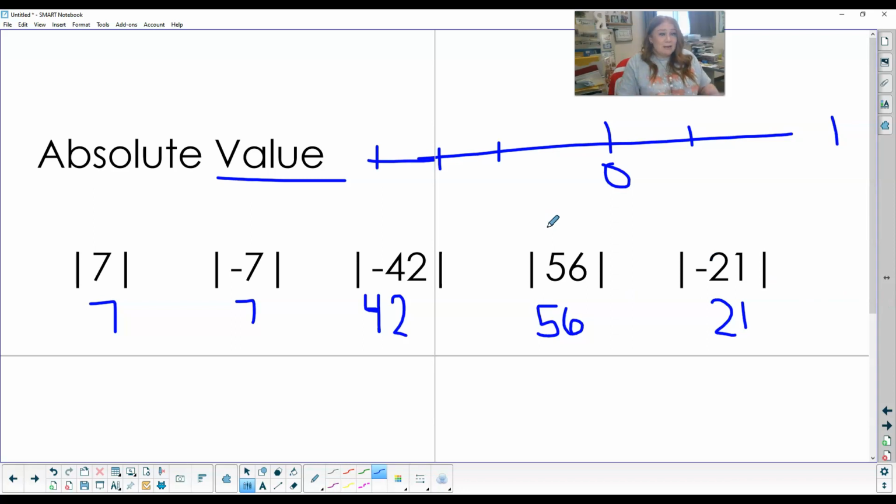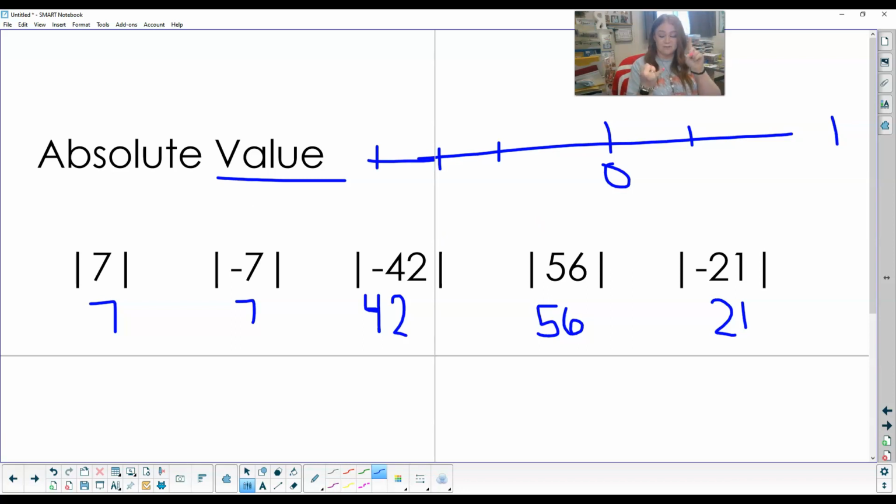Distances are positive, right? Even if I walk backwards, I still moved like 4 feet. And that's a positive. I didn't go -4 feet. Even if I drive my car backwards to the grocery store, which is a terrible idea, don't do it, I still went a positive distance. Distance is a positive thing.